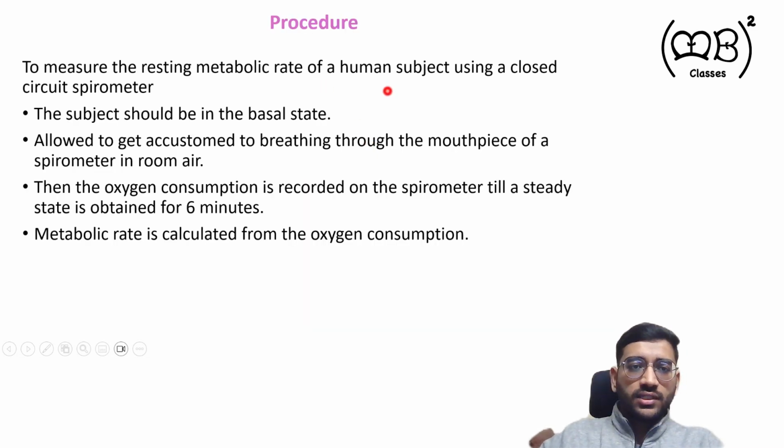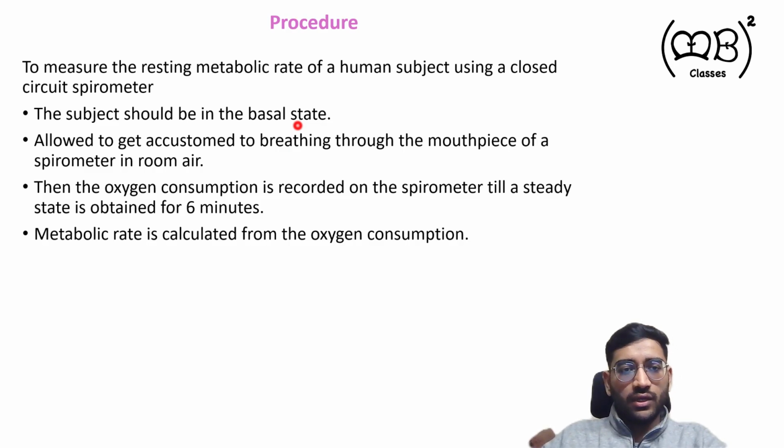So the procedure is, the subject should be in a basal state, which we already discussed is very difficult. So we can get it in a resting state and call the metabolic rate as resting metabolic rate or RMR. So the first precaution is that the subject should be in a resting or a basal state.